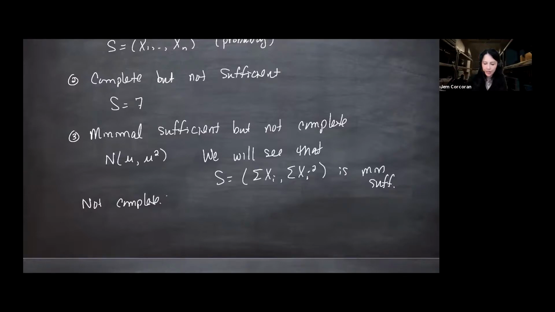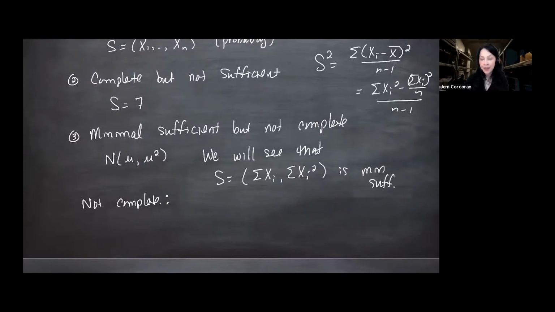So the quickest way to do this would be to say, I can write the sample variance as a function of those two guys, right? Our regular sample variance is the sum of the xi minus x bar squared over n minus 1, which after a little bit of algebra can be written as the sum of the xi squareds minus the sum of the xi all squared over n, all over n minus 1. And so again, the sample variance is a function of these two guys.